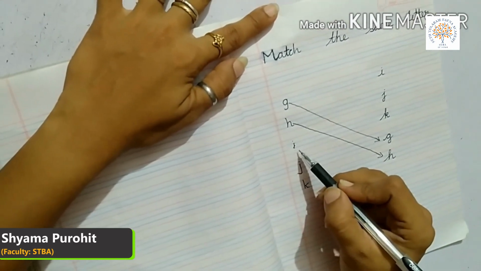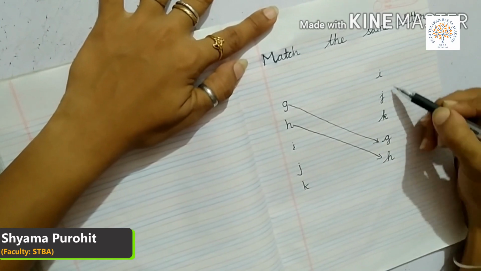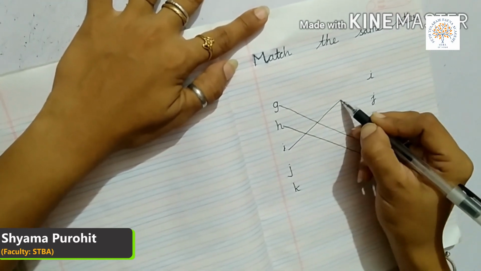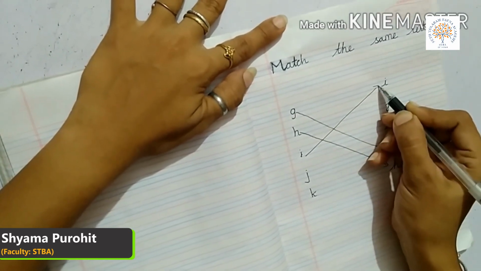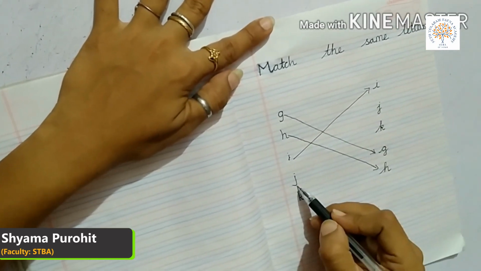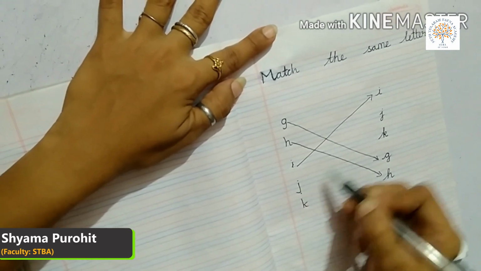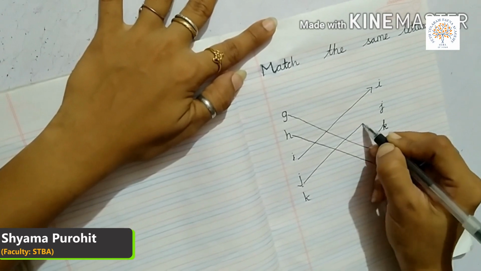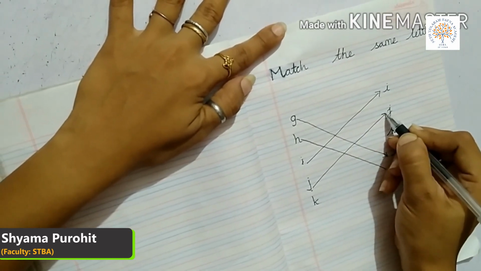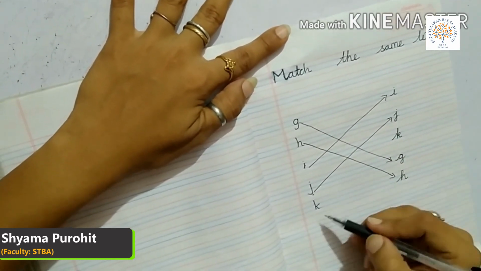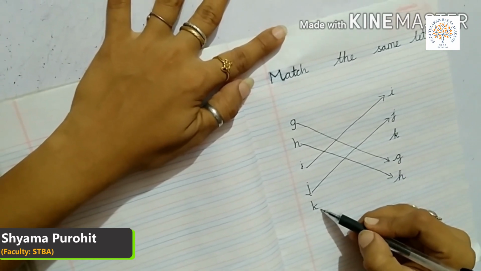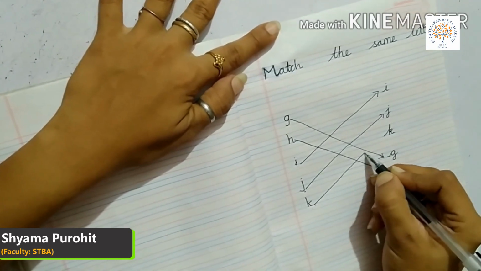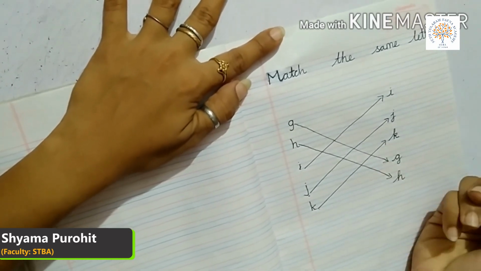I. Where is cursive I? Here it is. Make a straight line towards cursive I. J. Where is cursive J? Here it is. Give a straight line towards cursive J. K. Where is cursive K? Here it is. Give a straight line towards cursive K.